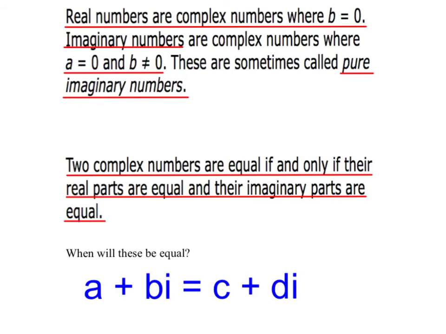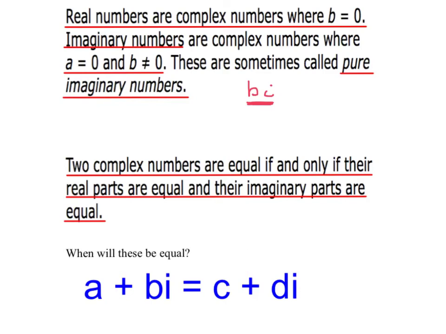So these are sometimes called the pure imaginary numbers. Now, what am I saying when I say these? Well, if I have just bi, and whatever that b value is, anything other than 0, then this is called a pure imaginary number.